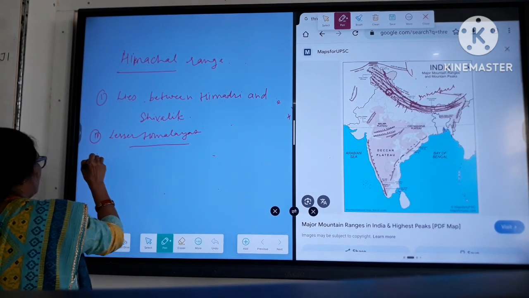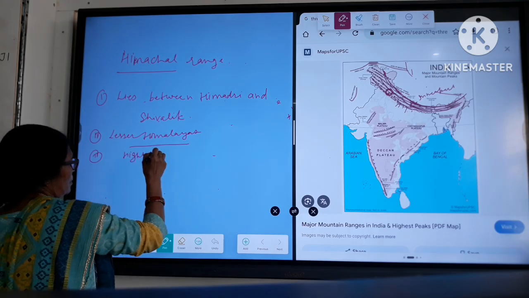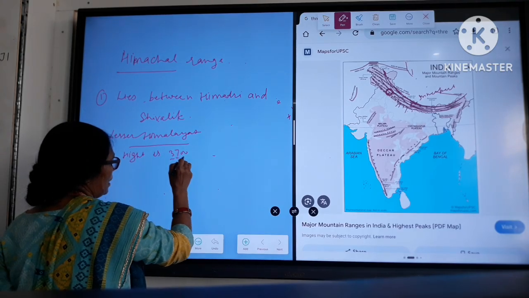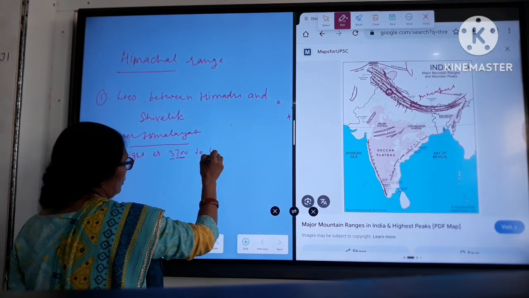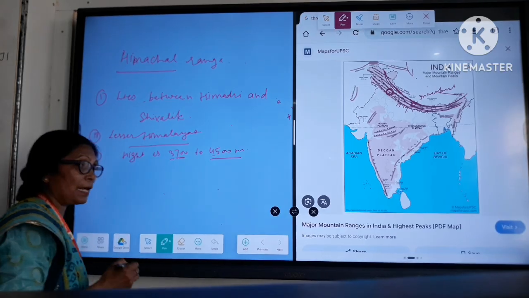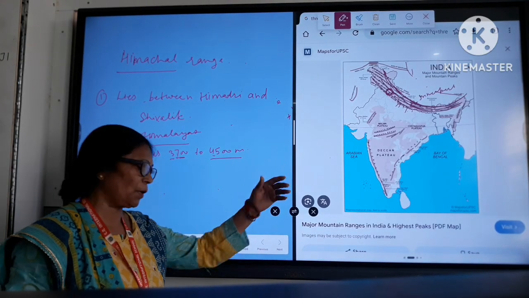Its height is 3,700 to 4,500 meters. They are less high than the greater Himalayas.